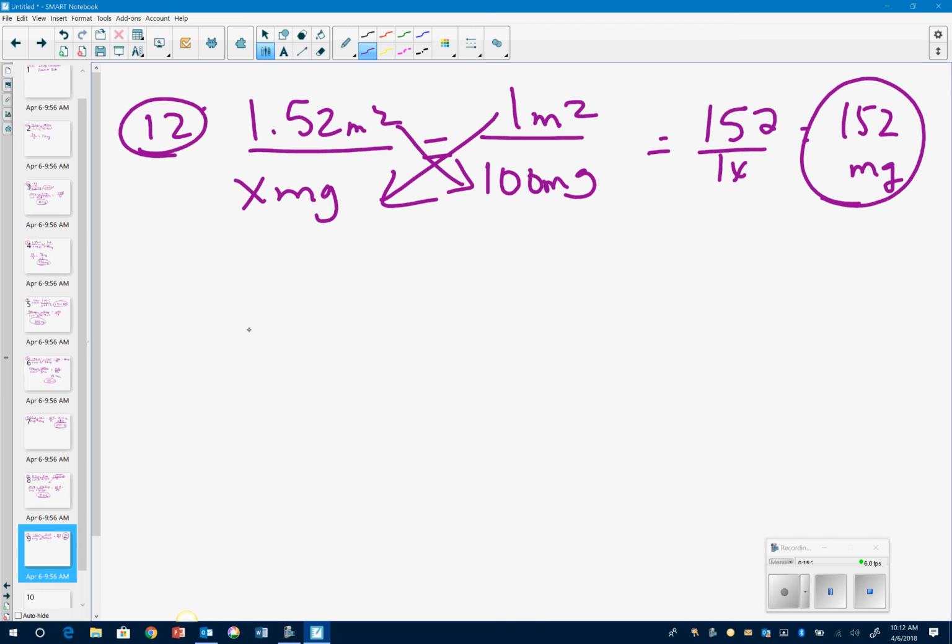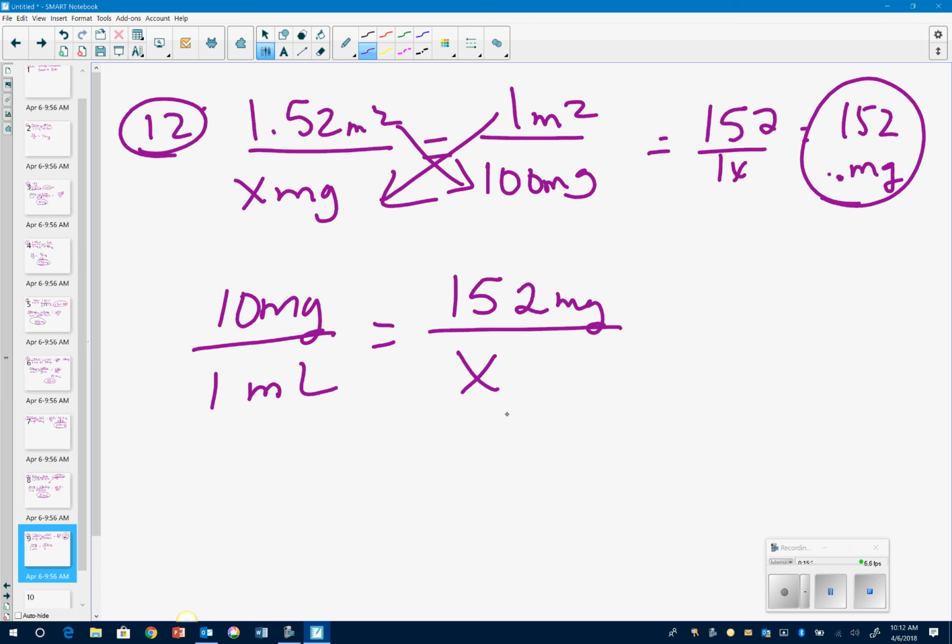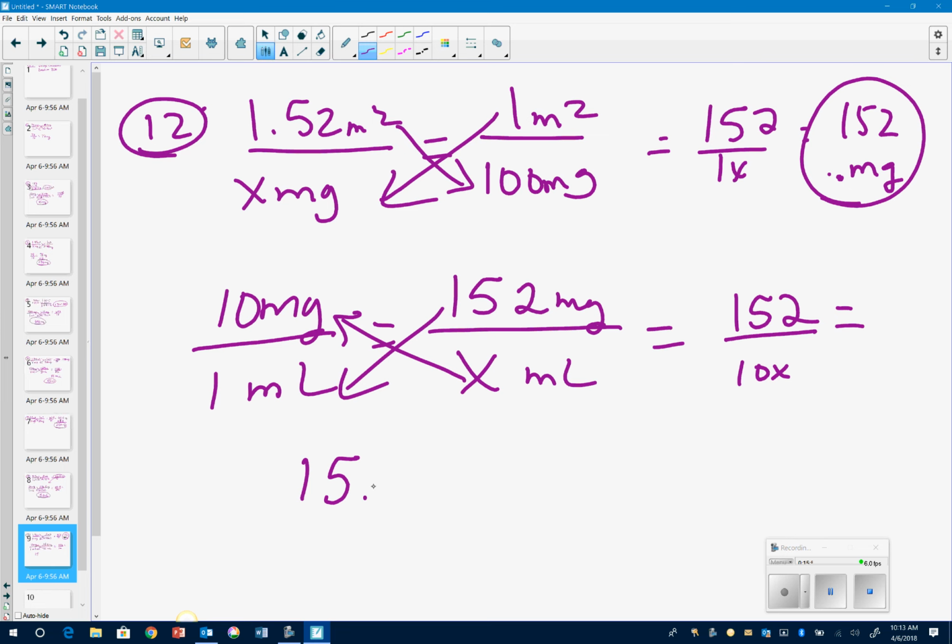Okay, so now we're going to take how the medicine is reconstituted, this will be 10 milligrams per 1 milliliter. Your milligrams based on the patient's BSA is 152 milligrams. Do it over X milliliters. Cross multiply, because our units are all the same. X times 10, 10x goes on the bottom. 152 times 1 is 152. You're going to divide that by 10, and it comes out to 15.2 milliliters.